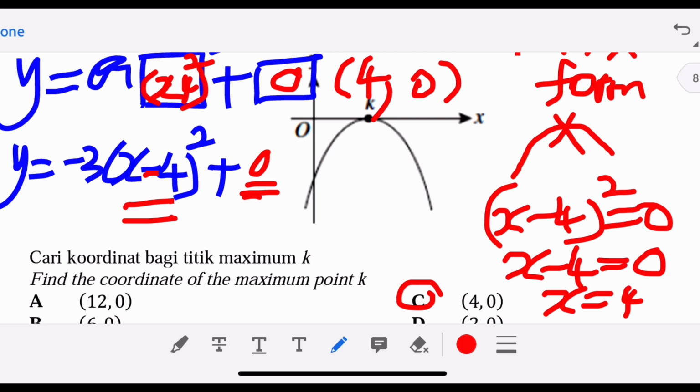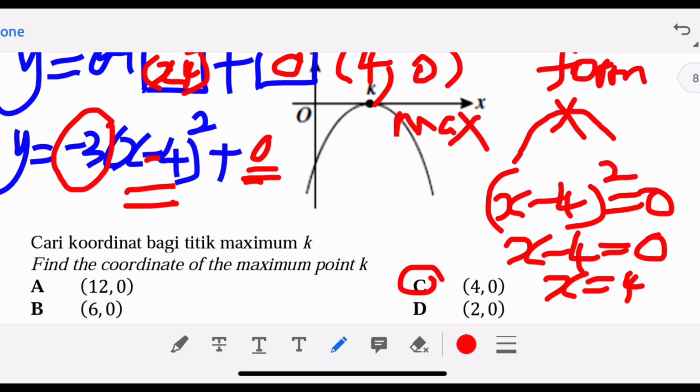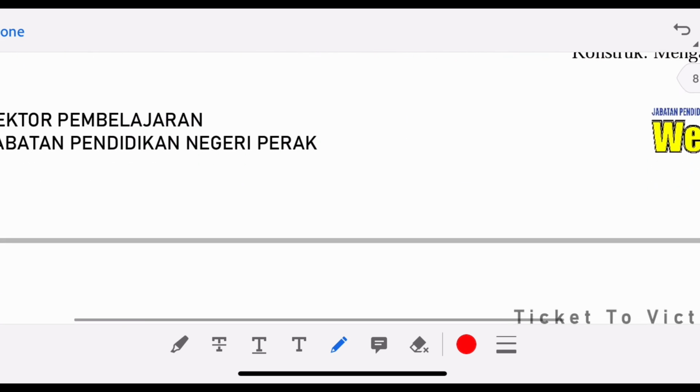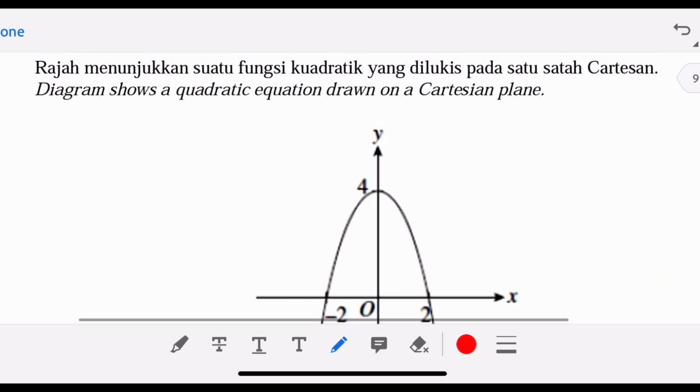So if your a is negative for the quadratic function, you have the maximum point. So this is the maximum point. For a sad face, you have a maximum point. Okay, now we go to question number 4.